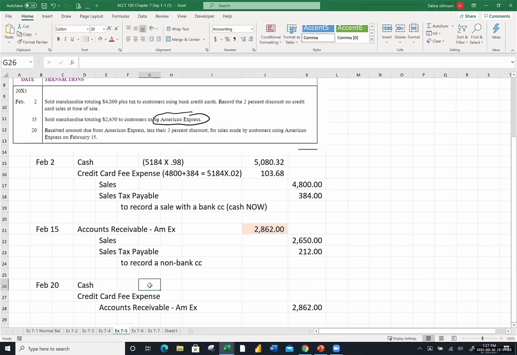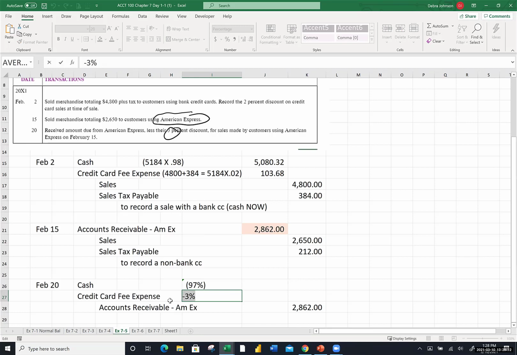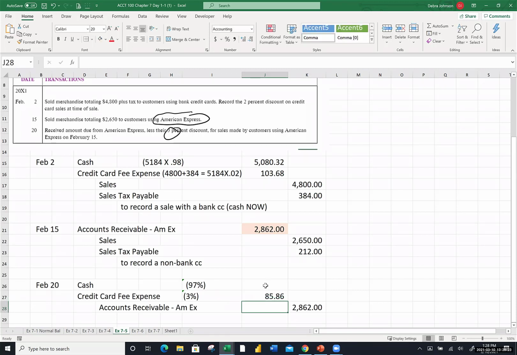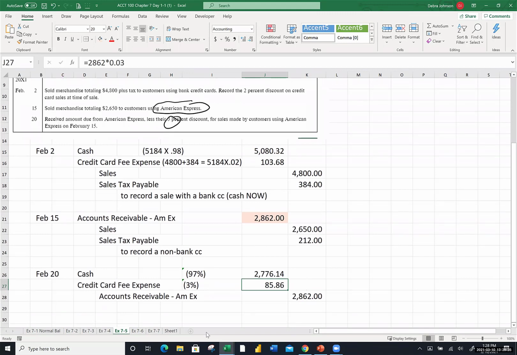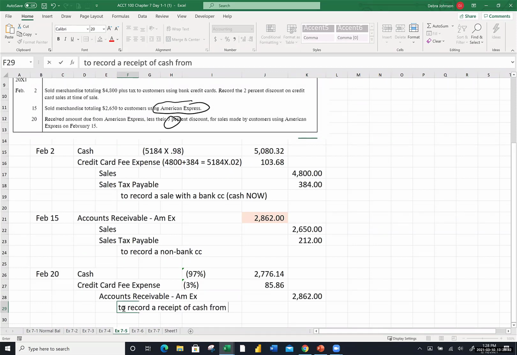We've got to split that up. They gave us the percent. If Bank of America is taking 3%, I'll just write that here, 3%. That means that we're going to get 97%. And Excel doesn't like the fact that I put a minus sign. Okay, so we can go ahead and split that out. 2862 times 3%. The rest would go to us. You could also subtract them. There's always more than one way to do this. You would put the amount to make sure that your compound entry balances, and you would be done. Let me make that color so you can see where it comes from.